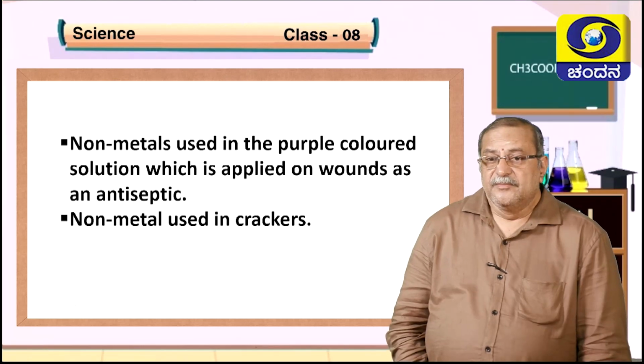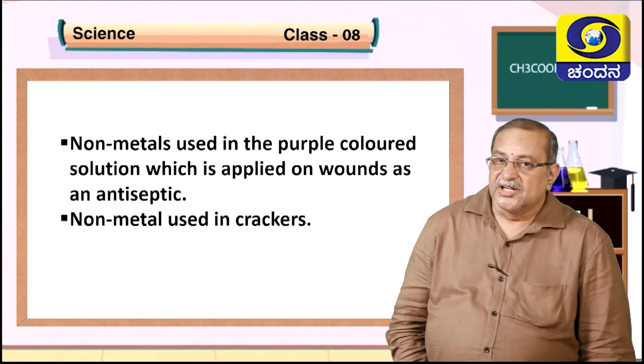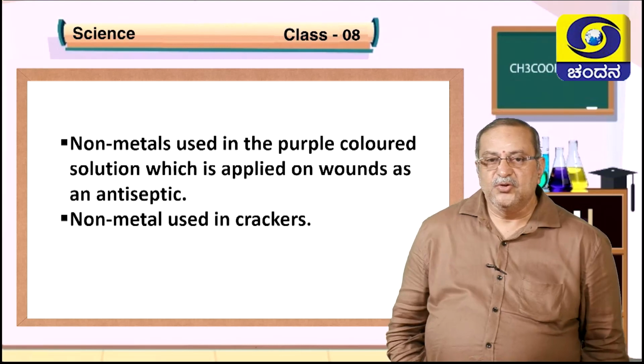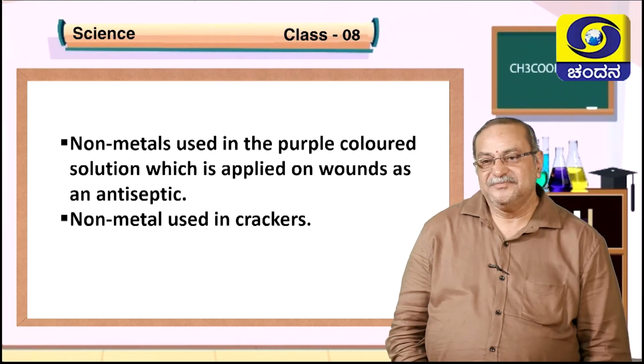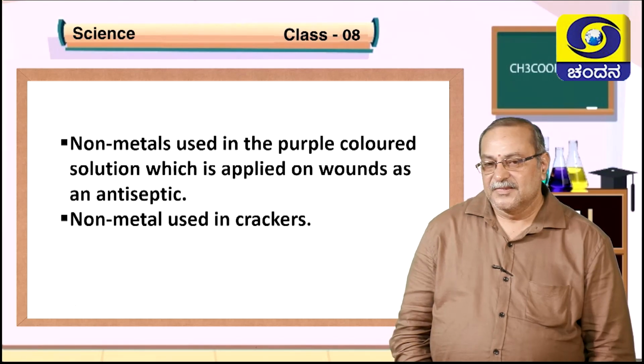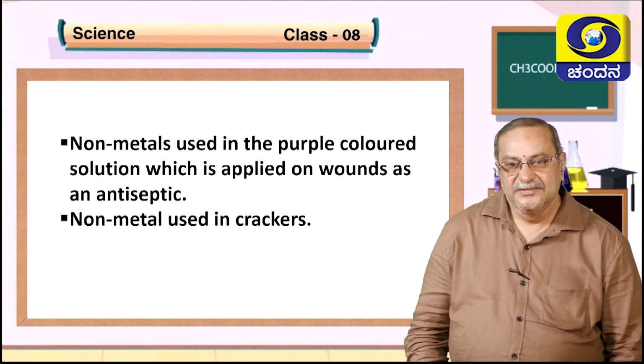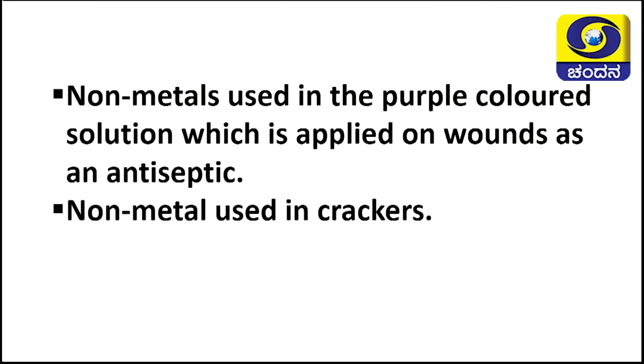Non-metals used in a purple colored solution which is applied on wounds as an antiseptic. Which is that one? Have you applied this one? It is called tincture of iodine, children. Tincture of iodine. So iodine is going to be dissolved in alcohol and they are going to apply it on wounds. It is going to be an antiseptic.